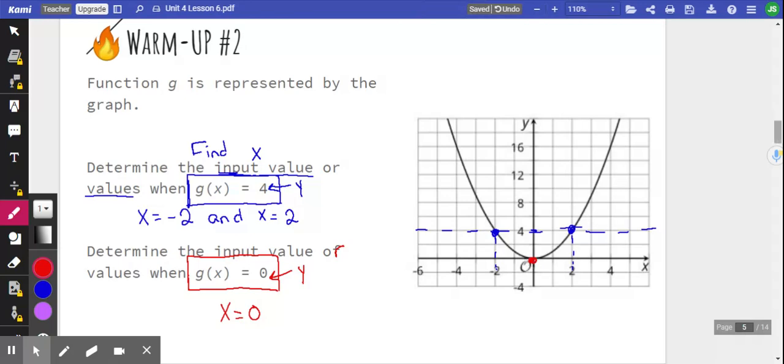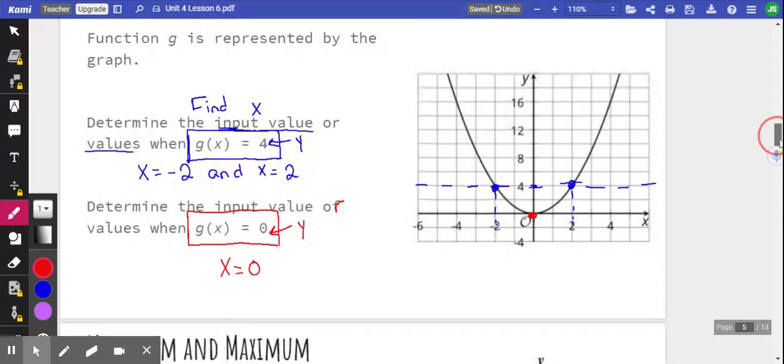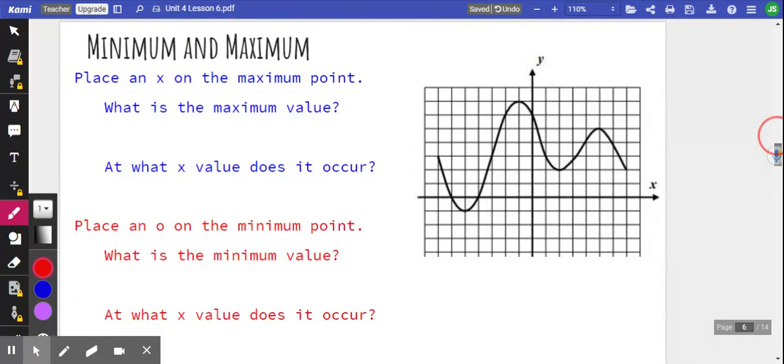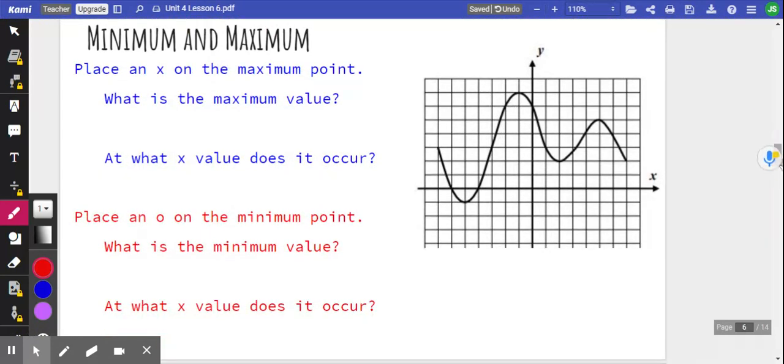Okay, so now we're going to get a little bit more into some vocabulary. Some of this vocabulary should seem kind of familiar, and we're going to use it to help us describe events as we go forward with this unit. So the first thing that we're going to look at is 2 words, minimum and maximum. They're reversed here. I just realized that. It says place an X on the maximum point.